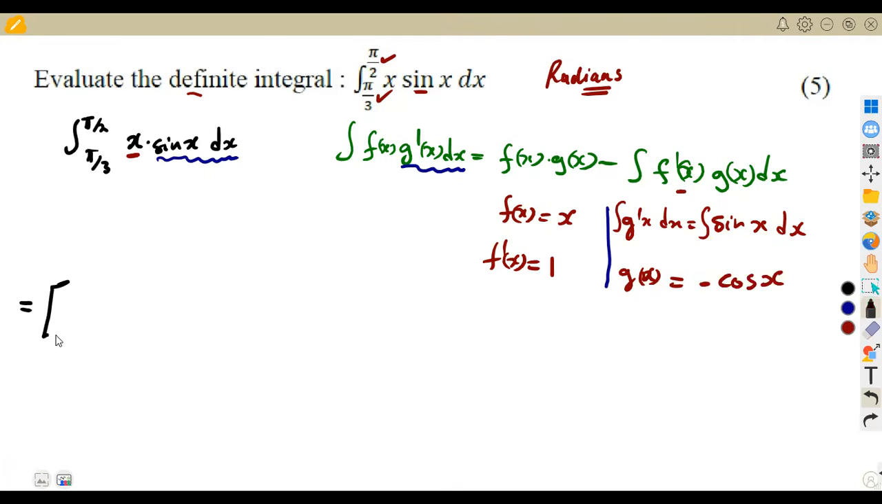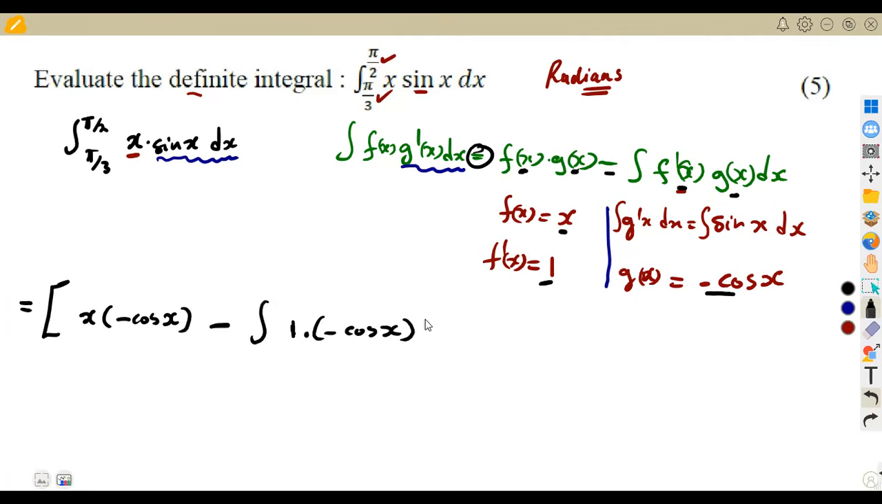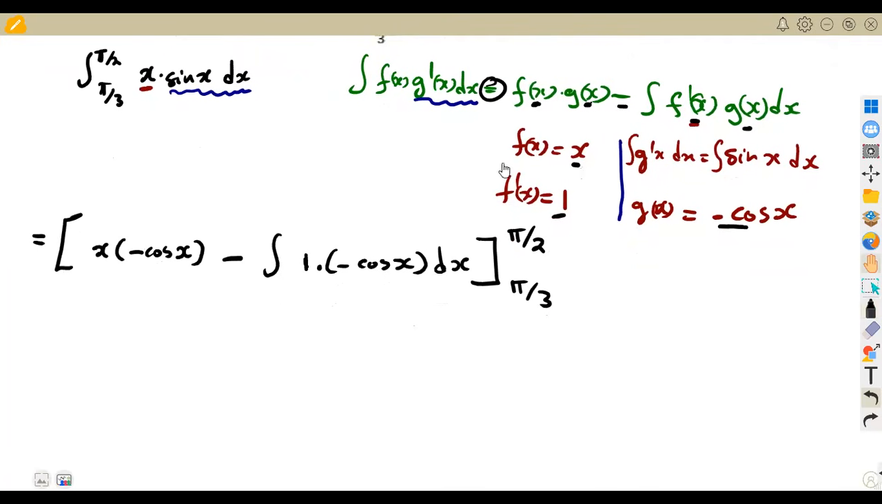So this is equal to, from our by parts, we are saying we are going to obtain f of x by g of x. This is equal to f of x by g of x, where f of x is x times our g of x, which is negative cos x. So that's negative cos x. All right, minus the integral of f prime x. So our f prime x, that's a 1. So it's going to be 1 times g of x in this case. Remember, our g of x is negative cos x dx. All right, so this is what you're going to have, having our limits, which are pi over 2 and pi over 3. So that is how we apply our by parts concept.